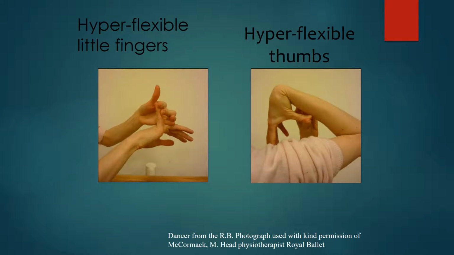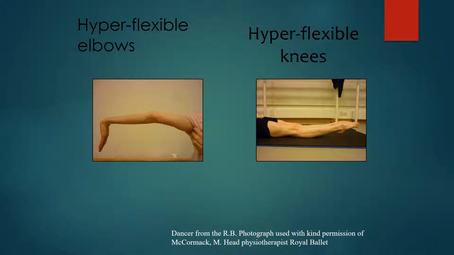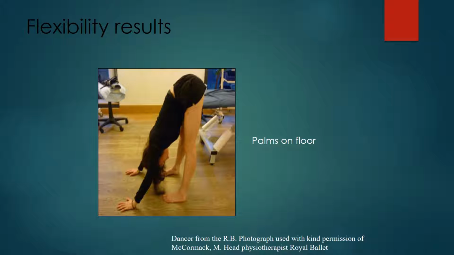Now let's have a look at photographs of these testing points. Here we see the flexible little finger, the hyperflexible thumb, the hyperflexible elbows and knees, and finally the palms on the floor test. Now one might suggest that this is not realistic in dance, because every dancer, as we know, strives to make this position and could have this point through acquired flexibility and not through a heritable status.